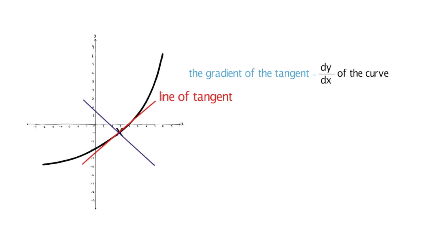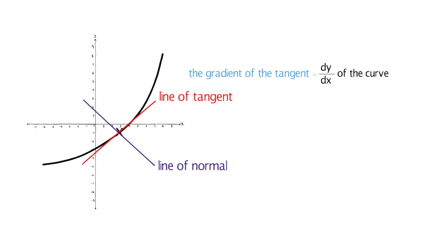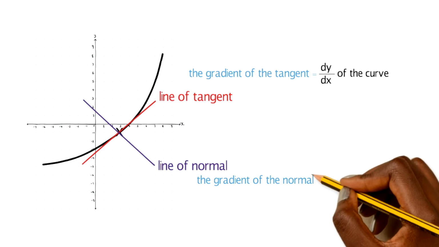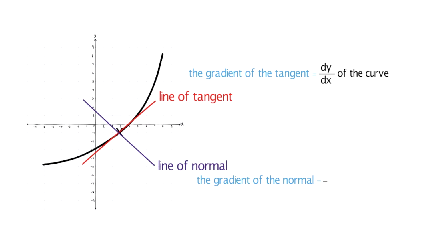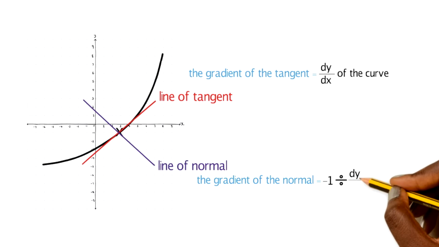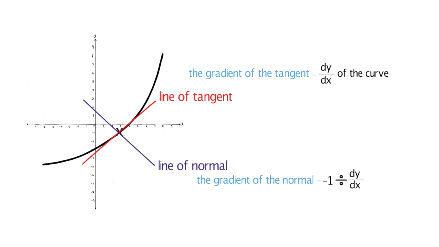Whereas if we've got a line going perpendicular, we call that our normal. The gradient of the normal is the negative reciprocal of the gradient of the curve, aka minus 1 divided by dy by dx of the curve. This is very important to remember because a lot of times people get confused with the tangents of circles, which is the negative reciprocal, but here that is not the case.